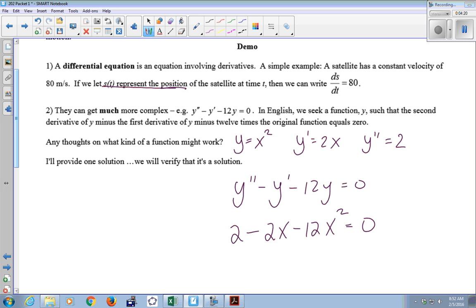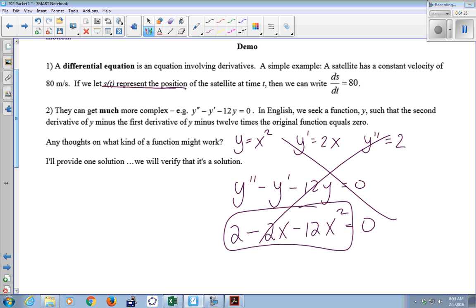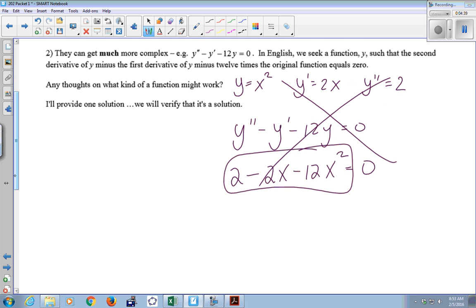E to something might work because we need to be able to take those 3 terms and combine them, right? They need to be like terms so that you can add them up and get 0 or subtract them and get 0. All right, so that didn't work. I'm going to give you a solution and then we'll prove that it works. So y equals e to the negative 3x turns out to be a solution.